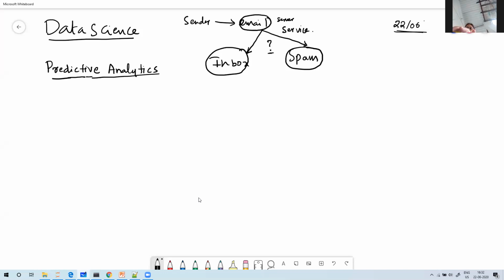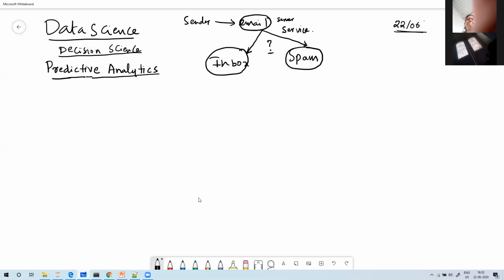So the other name for data science is also decision sciences. Why? It will try to help businesses to take decisions by knowing something that's about to happen in the future. So that is why another name for this is decision science.